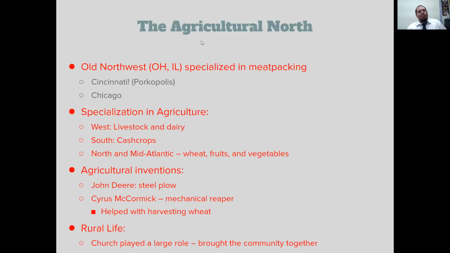and the agricultural North. So the old Northwest, Ohio, Illinois, Michigan, that area specialized in meat packing, especially in Cincinnati and Chicago. Cincinnati was nicknamed Porkopolis. And especially Chicago later on. Huge meat packing industries. And then that's going to lead to a specialization in agriculture across America. In the West, they focus on livestock and dairy. In the South, cash crops, cotton, tobacco. And in the North and Mid-Atlantic regions, you had wheat, fruits, and vegetables.